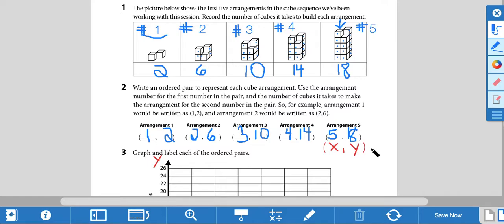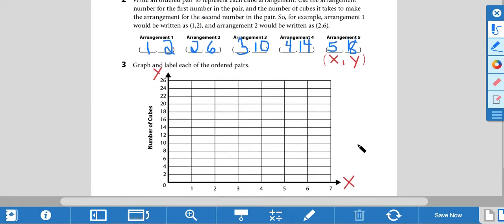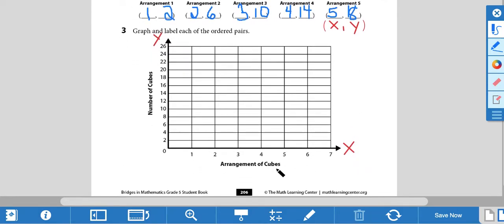Now, we've done this before in science. We've done it earlier in the year with different packets that we've worked on, Halloween graphs, ordered pairs, coordinate planes. I know that you guys have done this throughout the year, but I just want to explain. So the X and the Y, this is what we consider the ordered pair. So the 5 is in the X area and the 18 is in the Y area. So what we're going to do now is we're going to graph those ordered pairs onto this coordinate graph.